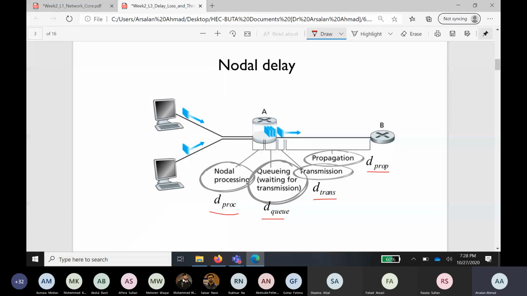And please note that all these four types of delay will happen at each and every node throughout the path. So if we have 10 hops between source and destination, then we will have a dnodal for the first node, for the second node, for the third node, and up to the nth node. And in each node, all these four types of delay will happen. Okay, and what are these four types? Let's get an explanation in the next few slides.